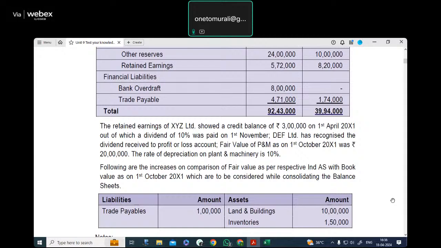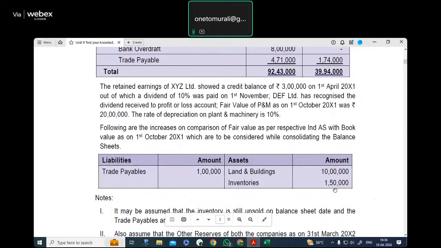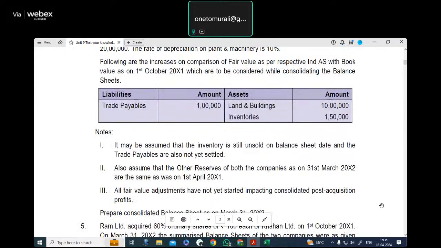Following are the increases on comparison of fair value as per respective NDS with book value on 1st of October X1, which are to be considered while consolidating the balance sheet. Trade payable 100, land and building 10 lakhs, inventory 150,000. It may be assumed that inventory is still unsold on balance sheet date and trade payables are also not yet settled. Also assume that the other reserves of both the companies on 31st of March are the same as on 1st of April X1. All fair value adjustments have not yet started impacting consolidated post acquisition profits. Prepare consolidated balance sheet as on 31st of December X2.